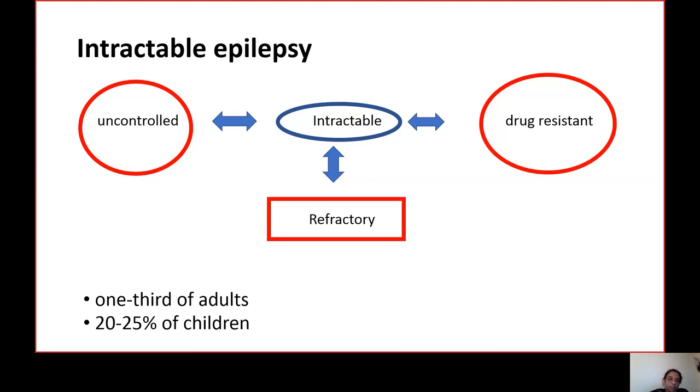So when it comes to intractable epilepsy, uncontrolled epilepsy, drug-resistant epilepsy, and refractory epilepsy are synonyms for this term. If you look at the world literature, about one third of adults with epilepsy have intractable epilepsy. So that is about 30%. And when it comes to children, it's not less. Actually, it's about 20 to 25%, which is about one quarter of children with epilepsy having intractable epilepsy, which is quite a high proportion, I would say.